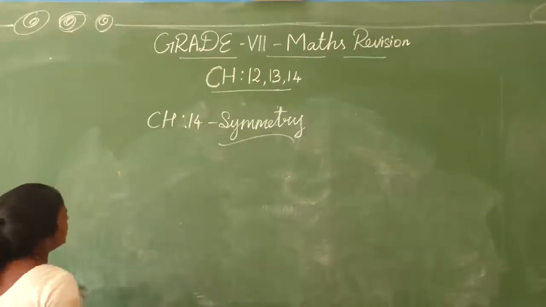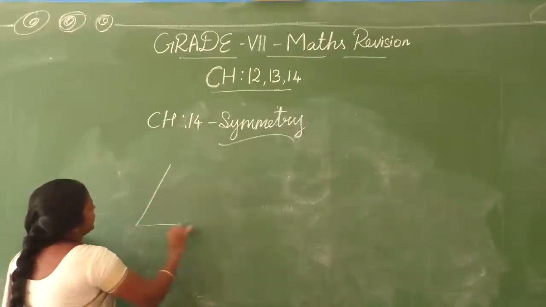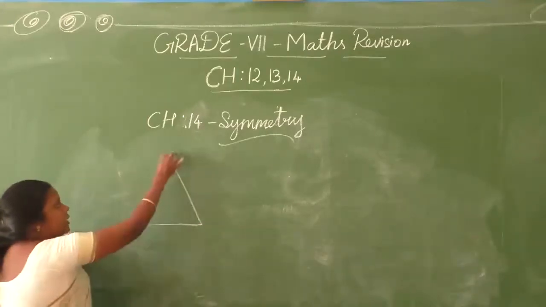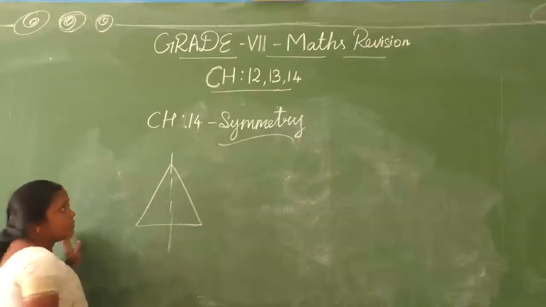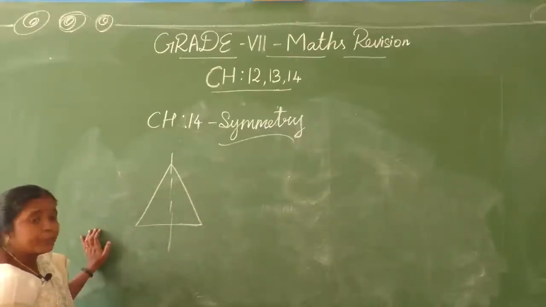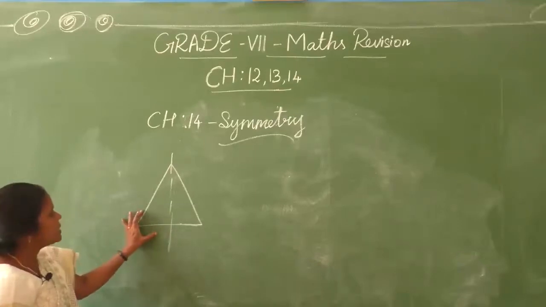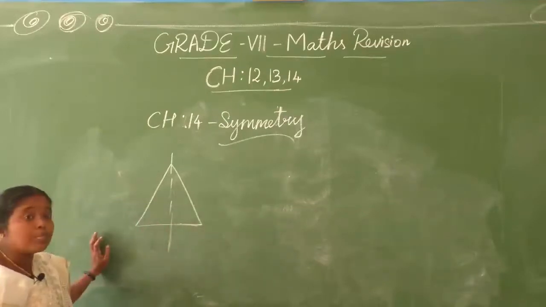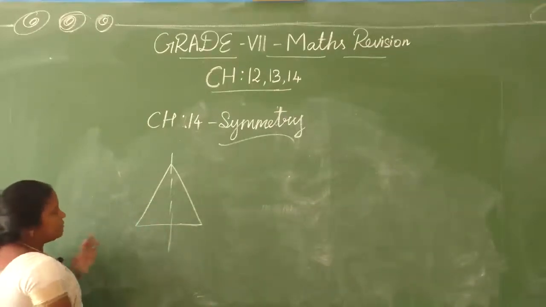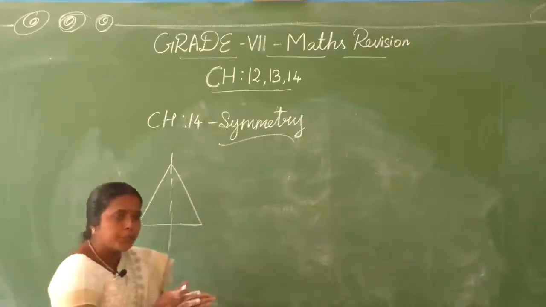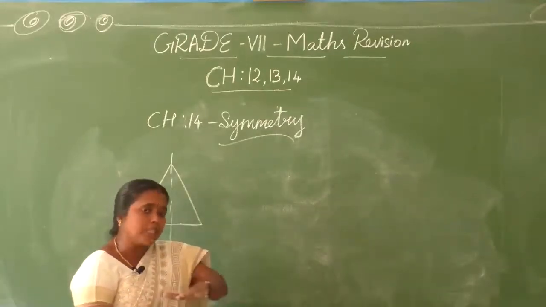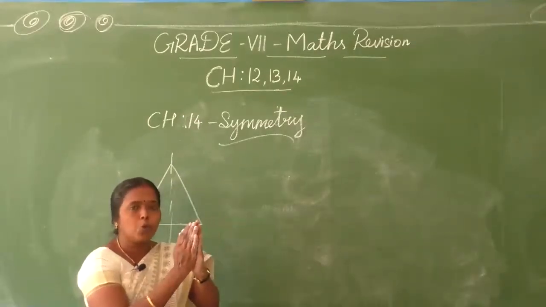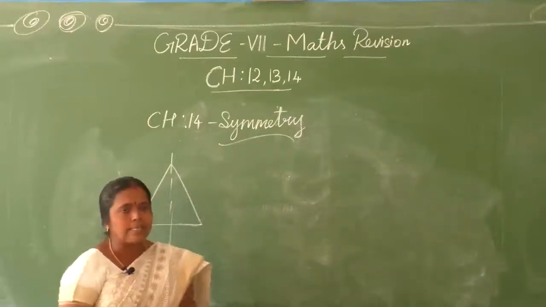Symmetry. See, two figures are within a figure. If we cut or fold the figure into two halves, each half is exactly matched with the other one. That means that figure is called a symmetrical figure. What I am trying to tell, if a figure is cut or folded into two halves, each half is exactly matched with the other, like this. One more hand I am going to keep here. Now both are exactly matching with the other. So these are in symmetrical shape.